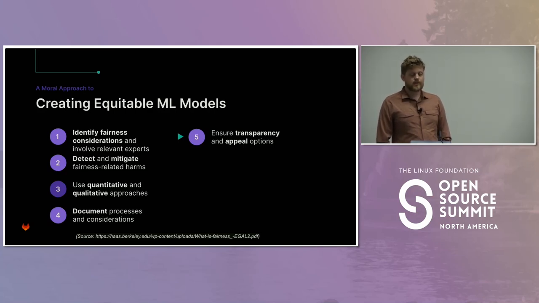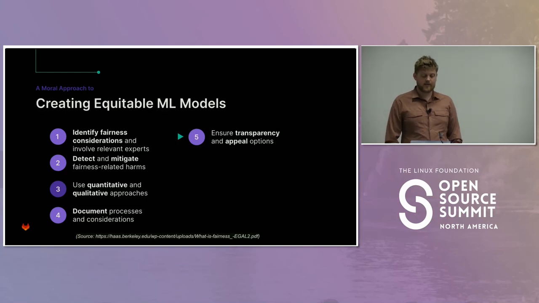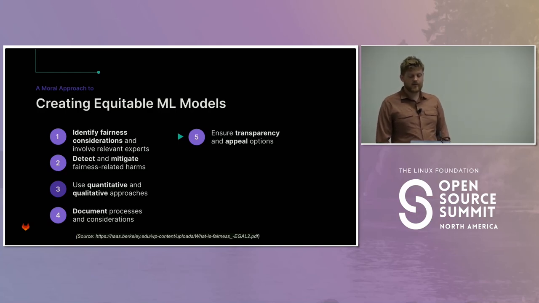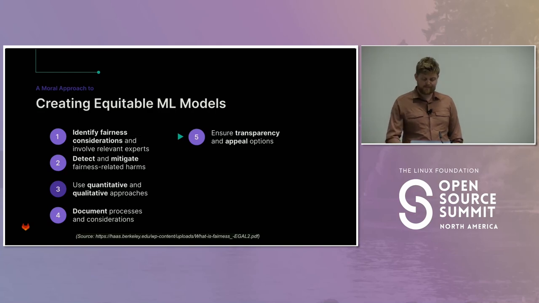Lastly, ensuring transparency and appeal options. Fairness considerations do not end once a machine learning system is developed. It is important to ensure that users and stakeholders see and understand how decisions are being made by the system, and can appeal any decisions, and continue to iterate.